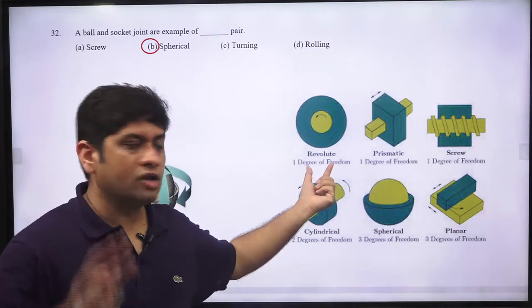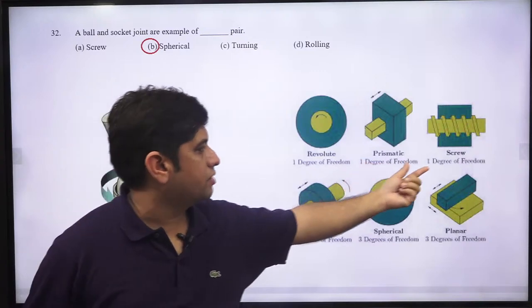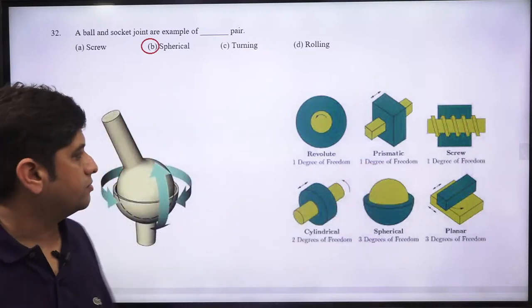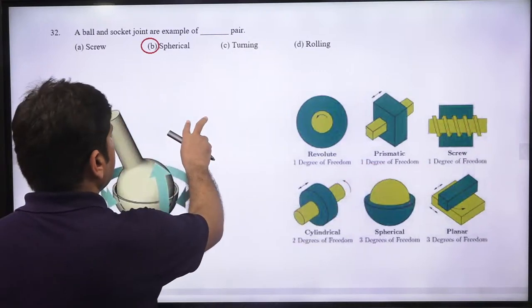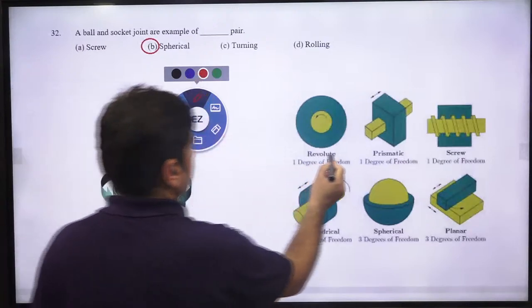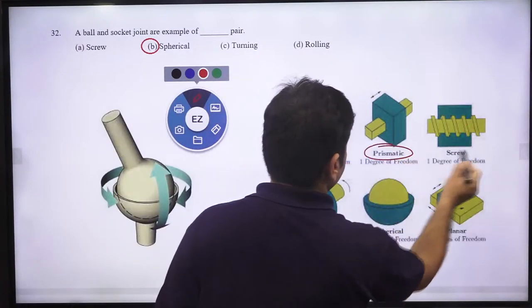Revolute, single degree of freedom. Prismatic, single degree of freedom. Screw, single degree of freedom. So remember the three names where you get single degree of freedom: revolute, prismatic, screw.